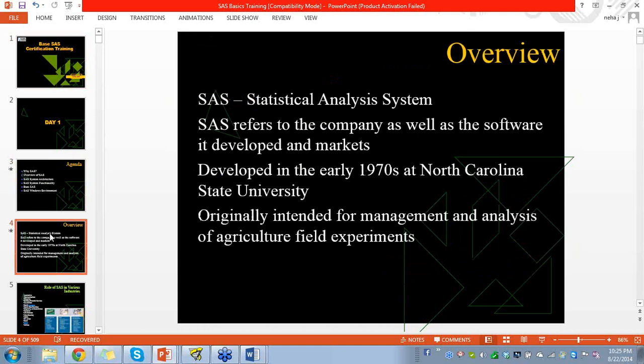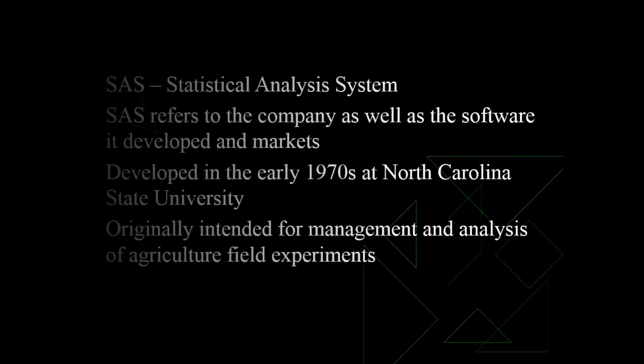First I will talk about SAS. SAS stands for Statistical Analysis System. SAS refers to a company as well as the software. The software name is SAS and the company name is also SAS. SAS was developed in early 1917 at North Carolina State University. When it was developed, originally it was developed for agriculture field experiment analysis. Later on, people in other domains also understood the utility of SAS and they also adopted SAS.